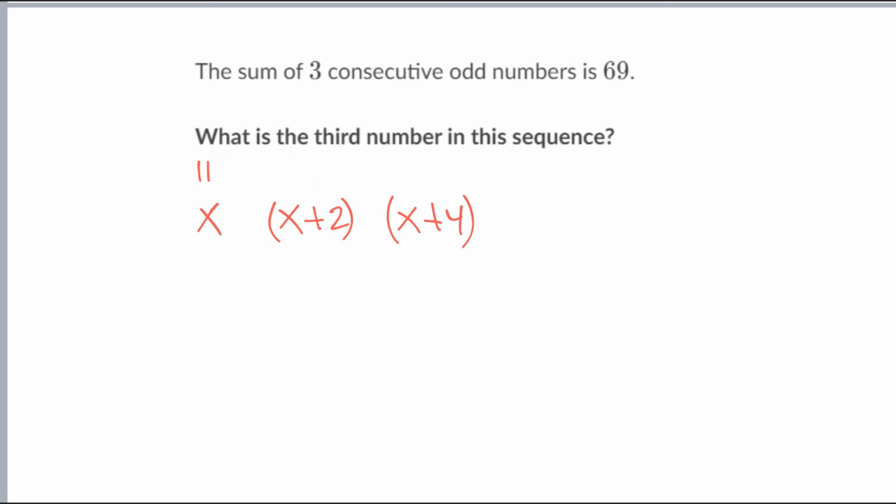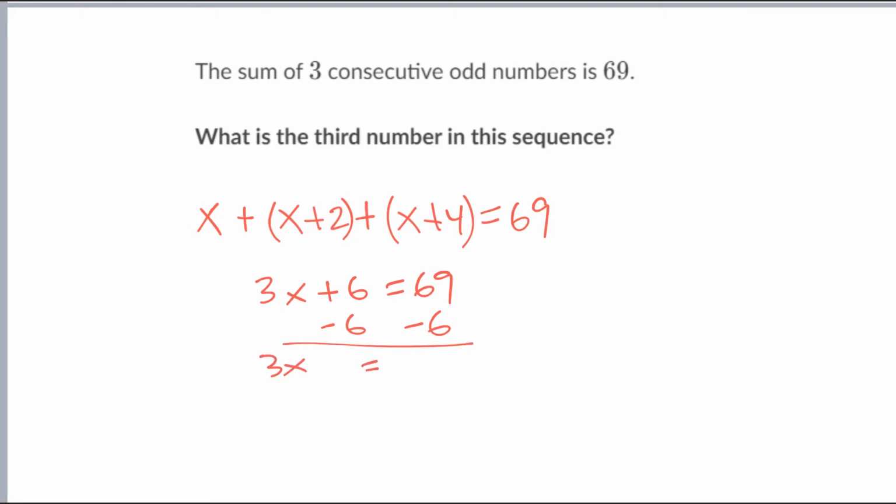Okay, so I have a sum of them. Their sum is equal to this number, 69, equals 69. And I just add them up. I have 3 x's, and 2 plus 4 is 6, equals 69. I solve this here, and I get 3x equals 63. Divide by 3, and x is, what, 21. So what are my numbers? X is 21, so the one after that is 2 after that, 23, and then the next one is 4 after my original, which is 25. And what's the third number in the sequence? It is 25. So there you go.